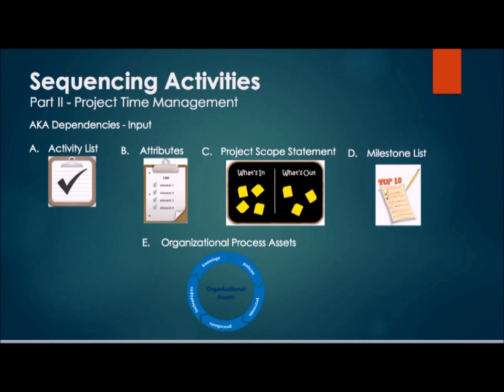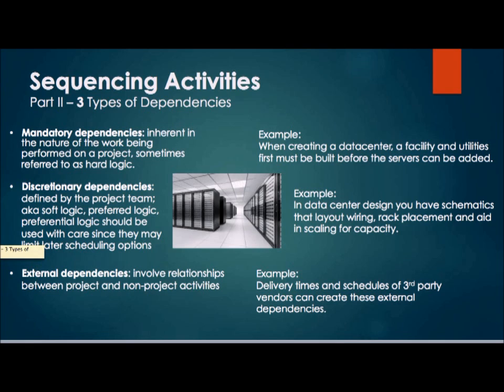The dependencies are the input, which are activity lists, attributes, project scope statement, milestone, and the organizational process assets. Here are the 3 types of dependencies. Mandatory dependencies, which are inherent in the nature of the work being performed on a project, sometimes referred to as hard logic. Discretionary dependencies are defined by the project team, which is aka soft logic.